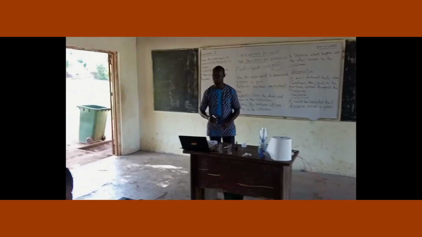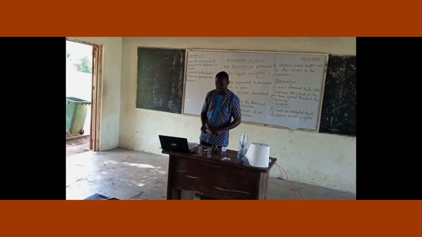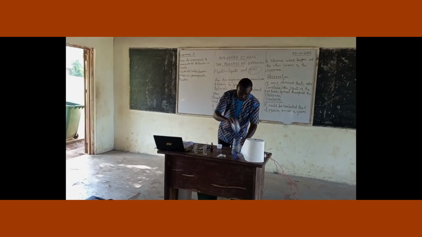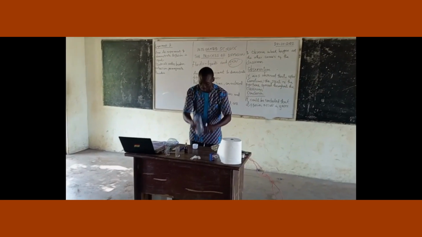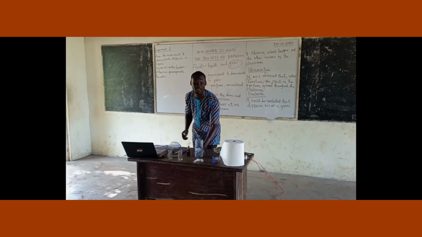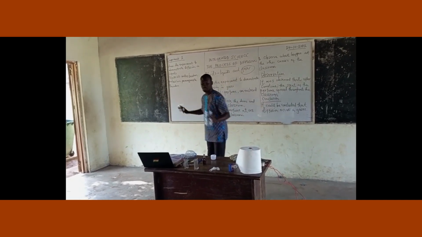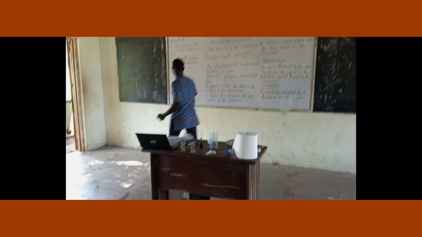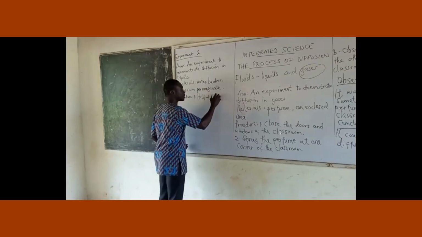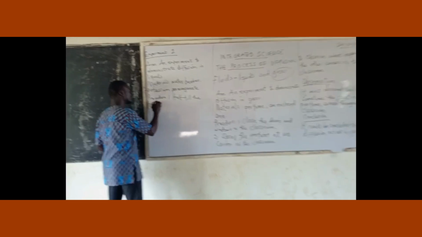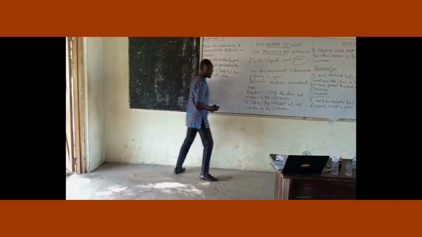So let's check our procedure. Now, I will perform the first activity, then you will perform the other activity. This is my beaker, an improvised one. First, I have to half fill my beaker with what? With water. So this is it: half fill the beaker with water.